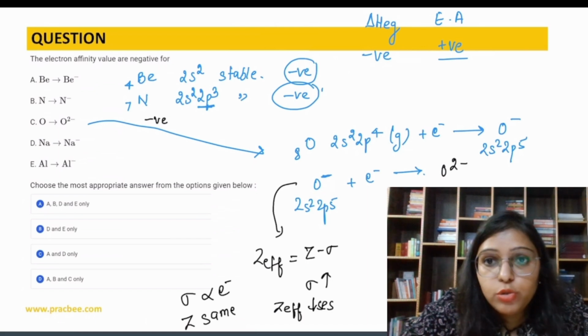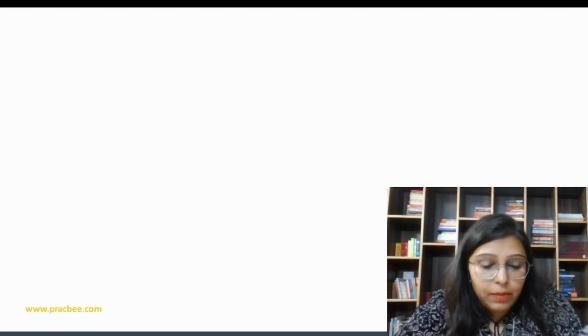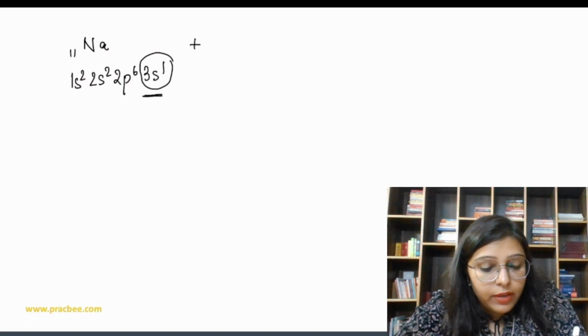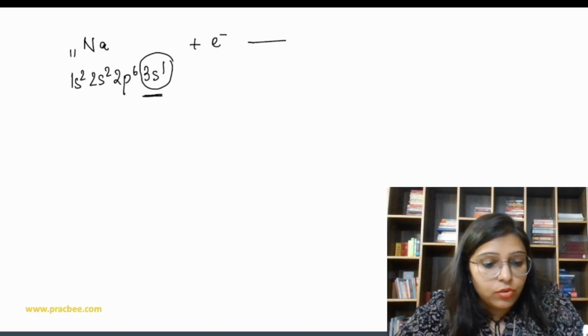Now let's talk about sodium to Na plus. Sodium atomic number is 11. So it is going to be 1s2, 2s2, 2p6 and 3s1. So the outermost shell electron is 3s1. If it gains an electron, this is going to be Na minus. So electron can be added, right?